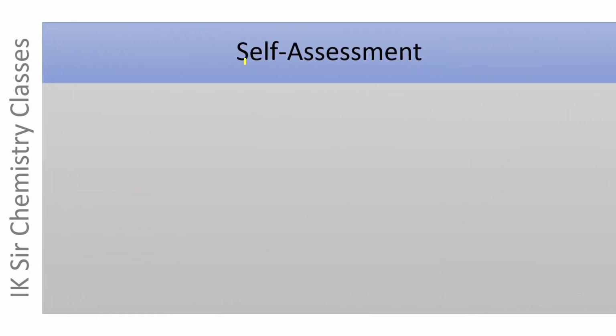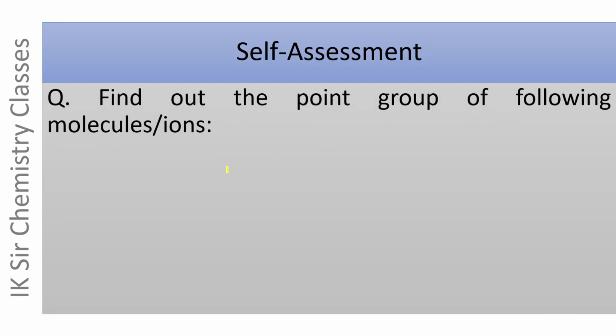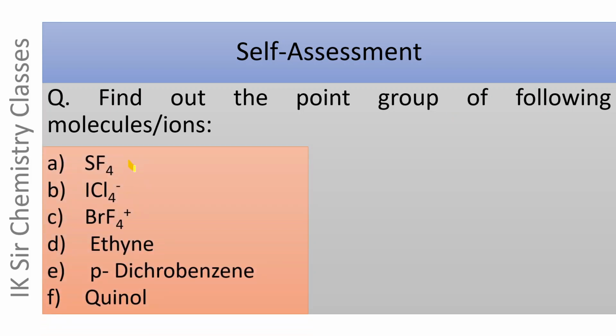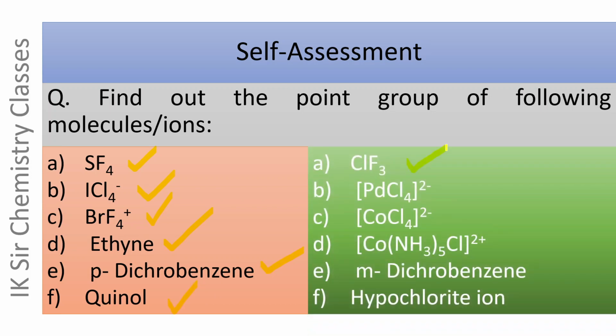Now the time for another self-assessment. Find out the point group of the following molecules or ions: SF4, ICl4 minus, BrF4 plus, ethylene, para-dichlorobenzene, quinol, and ClF3, PdCl4 2 minus, CoCl4 2 minus, Co(NH3)5Cl 2 plus, meta-dichlorobenzene, and hypochlorite ion.